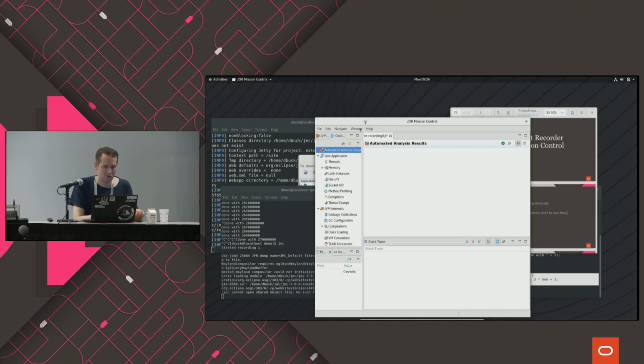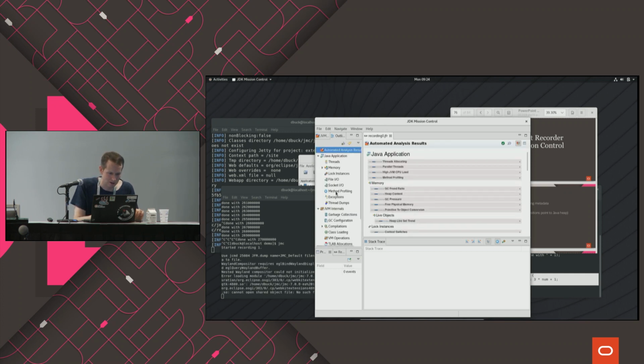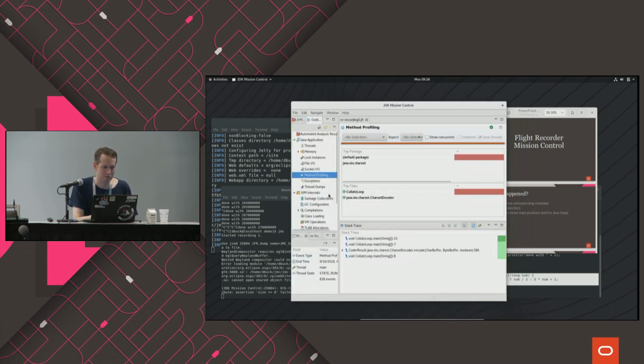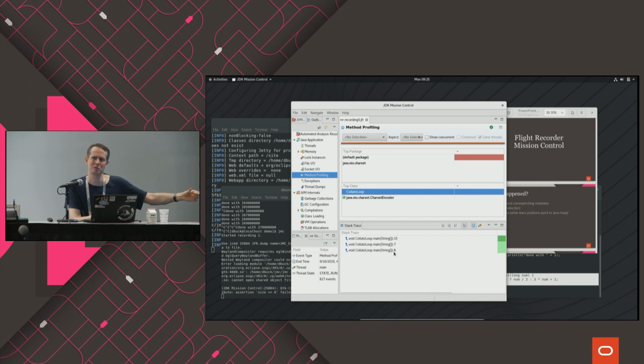The automated recording analysis is running, but we're going to jump right to method profiling. We can see we were in the Collatz loop, and it's giving me some line numbers, so it's a little bit better than what we had with VisualVM. But it's also not great because, again, it's that next method. That's where we're doing all our work, at least looking at the source code, that's what we expect, and we're still in main. So what are we missing here?